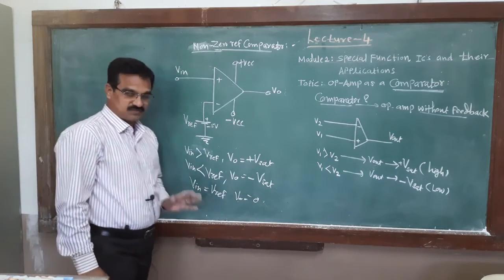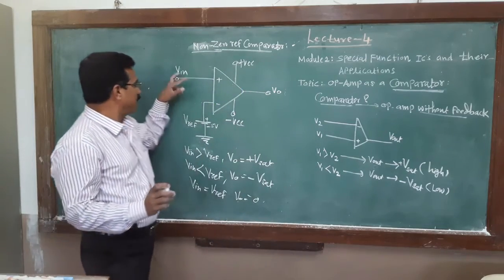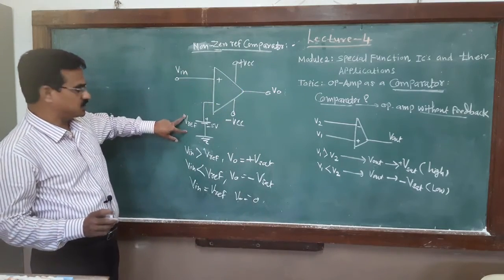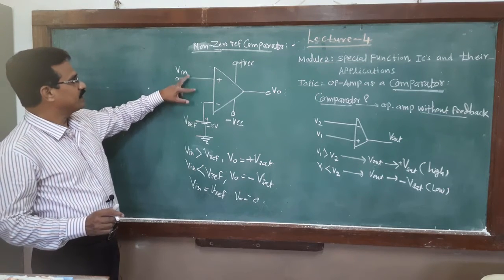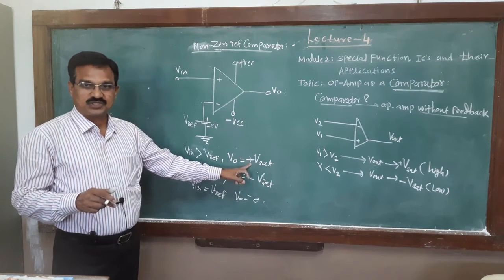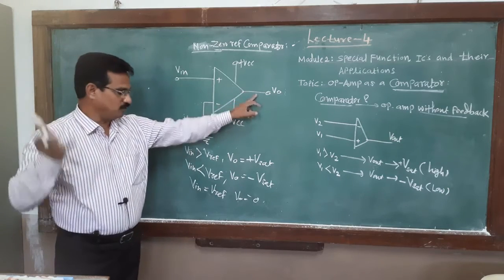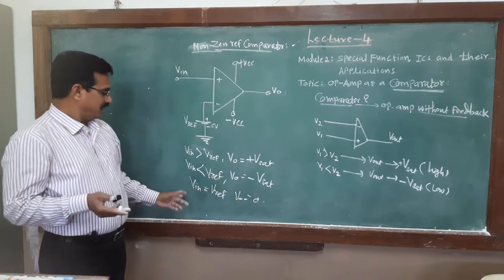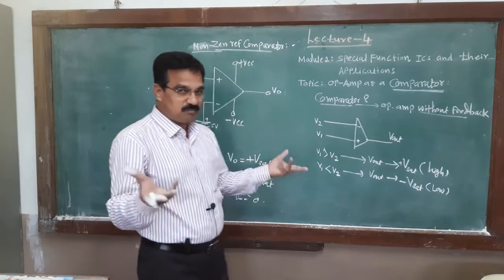Instead of 0, here is the comparison with respect to the reference voltage. If this voltage is greater than this, at that time the output is high. High output means that it is in positive saturation. And when this is less than this, the output is low. Low output means negative saturation. And when both are equal, at that time the output is equal to 0. This is a very simple circuit.